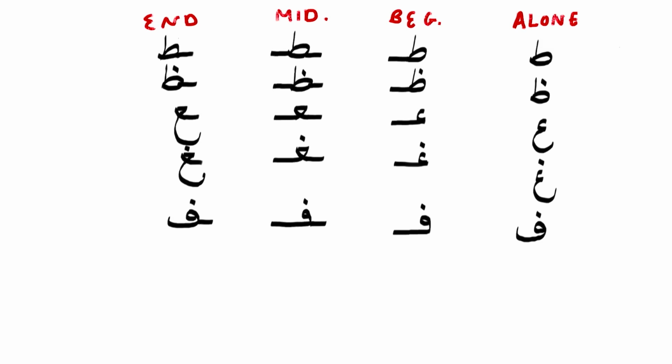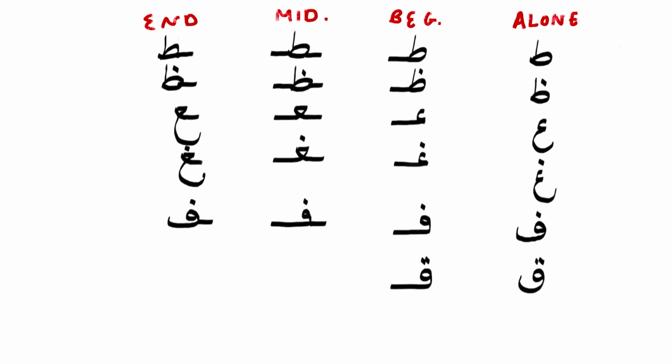Qaf and fa have very similar shapes, except fa has one dot on the top, qaf has two. So we will draw the qaf in its alone form. Two dots on the top. When qaf is at the beginning of a word, it's very similar to when it's alone. It has the curve, but then instead of going down and out like it does when it's alone, we'll just draw a straight line to connect to whatever's after it, and of course the two dots on the top.